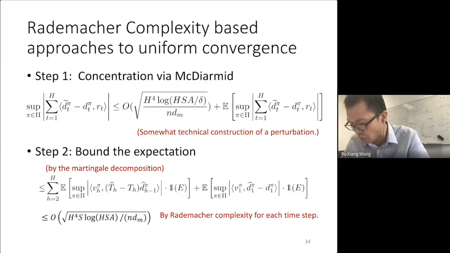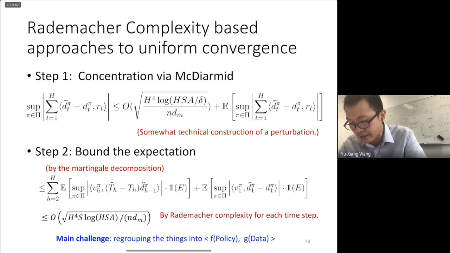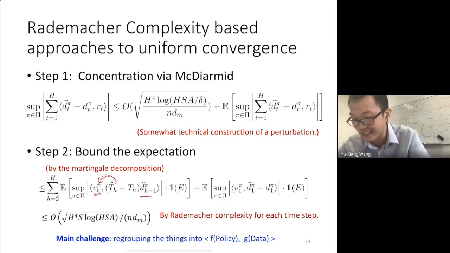So let me highlight the key challenge. Notice that you have this inner product where you want to take the sup over pi, but both terms actually depend on pi. This term depends on pi, and this term also depends on pi. In the pointwise convergence case, you can move this to the other side and combine this and that. Since pi is fixed, you can more easily deal with that and knock out the factor of s. But when pi is chosen in a data-dependent way, you can't actually do that.